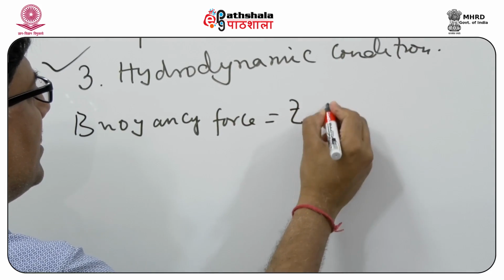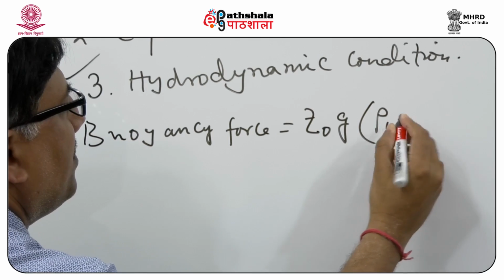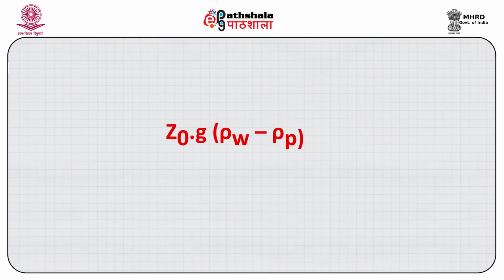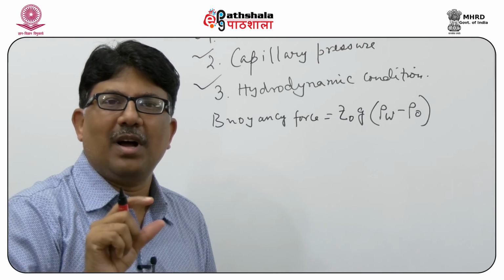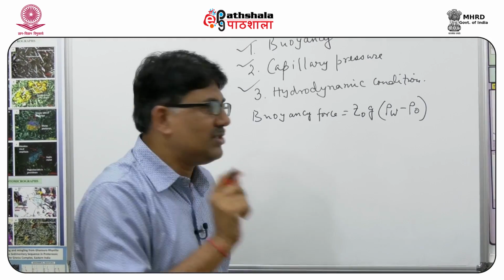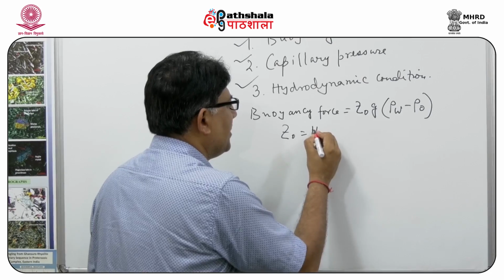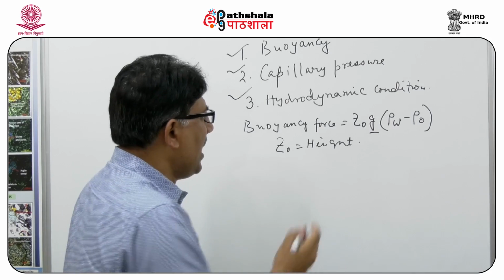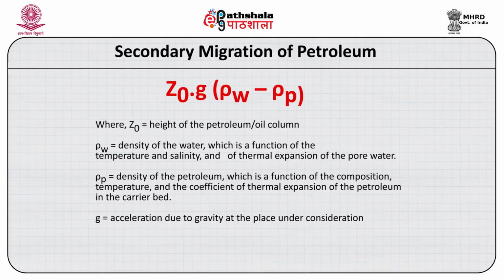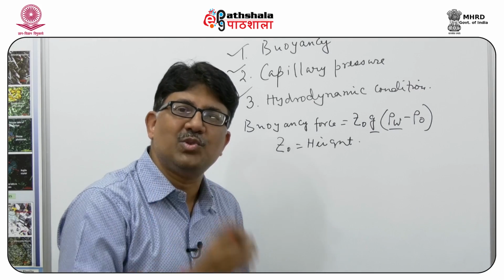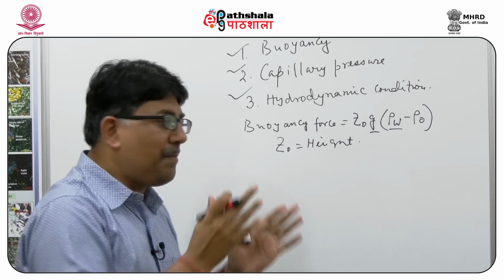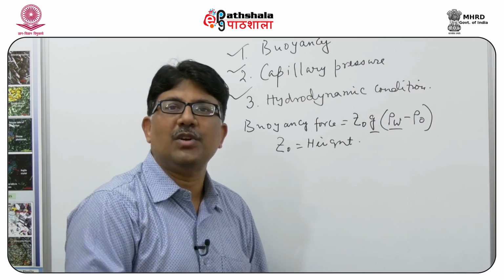So the buoyancy force will be Z(ρw − ρo)g. Now this Z is the column of the hydrocarbon that will rise because of buoyancy. So Z is the height, g is the acceleration due to gravity, and ρw is the density of water. You can see that the entire buoyancy force is actually a function of the density difference between water and the hydrocarbon component, that is, the density difference between the two phases.